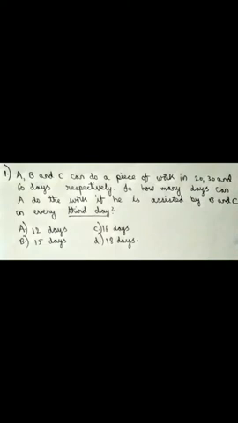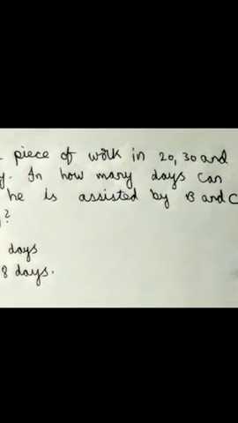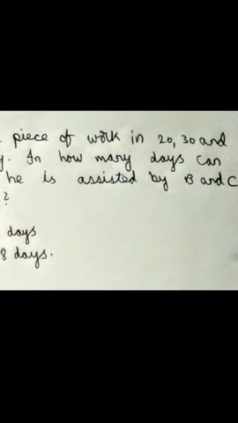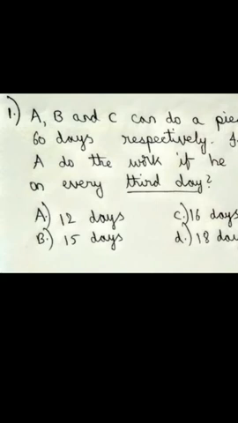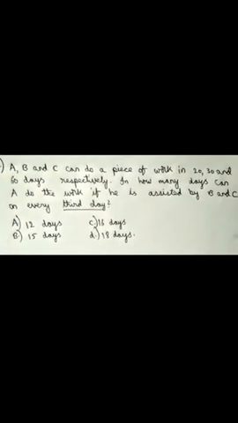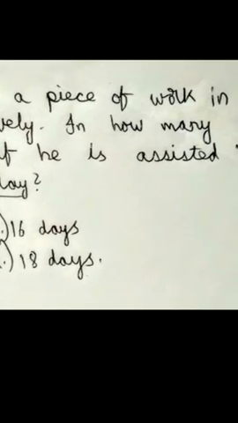A, B and C can do a piece of work in 20, 30 and 60 days respectively. In how many days can A do the work if he is assisted by B and C every third day? It means he has given A's number of days, B and C's number of days, and he has asked in how many days the work gets completed if B and C help A on every third day. And here are the options given. Let's see how to solve it.